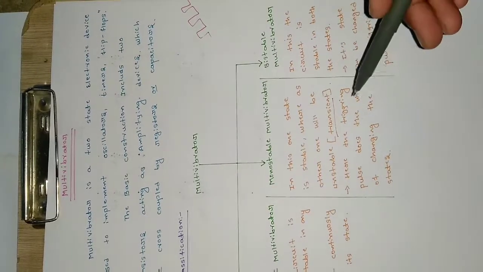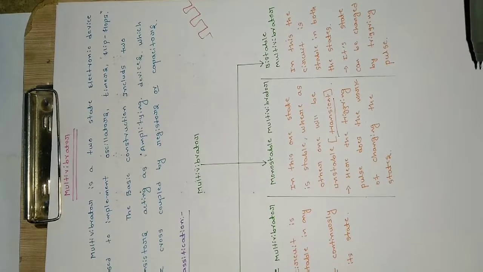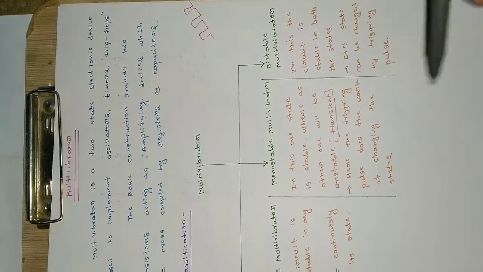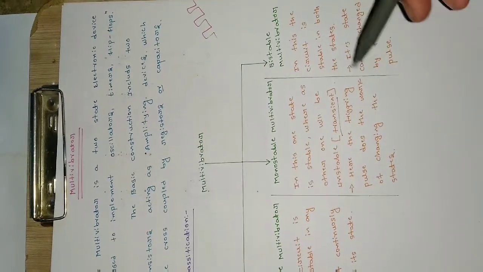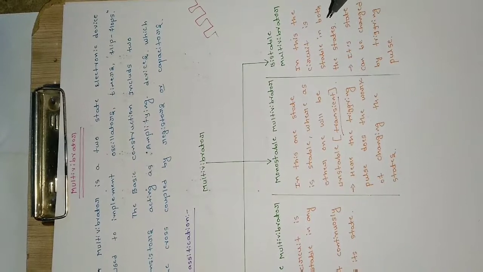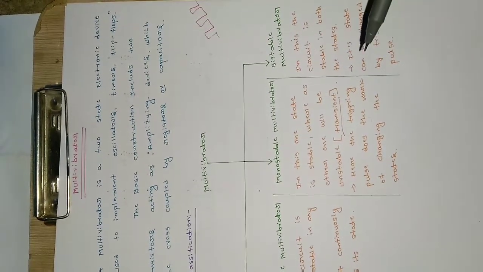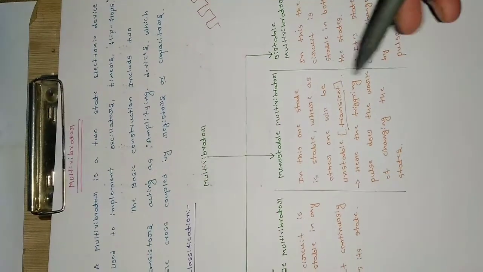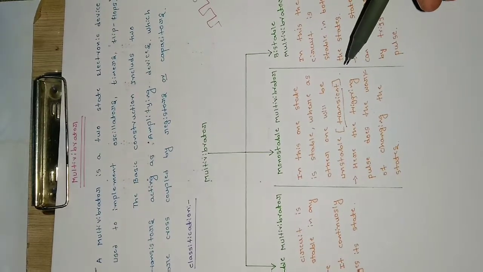Here the triggering pulse does the work of changing the state. How does the state of this multivibrator change? It is done with the help of a triggering pulse, which will change the output of the multivibrator, either high to low or low to high. High is one stable state and low is the other stable state. Depending on the pulse or trigger which we apply, the output is going to change.